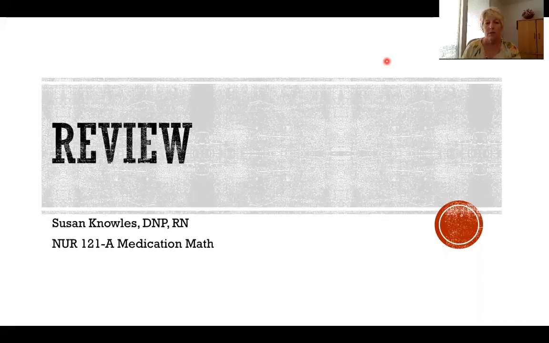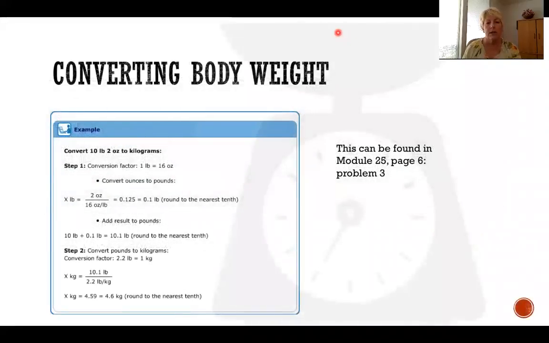So the first thing that I wanted to talk about is body weight, converting body weight. It's important that when you are calculating an infant's body weight that has ounces associated with it, that you take care of those ounces separately from the pounds to do your calculation. So we need to convert the ounces. And in this example, this baby weighs 10 pounds, 2 ounces, and this can be found in Module 25, page 6, and it's the example problem number 3.